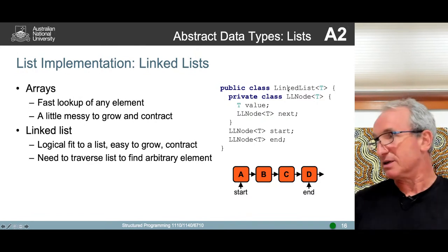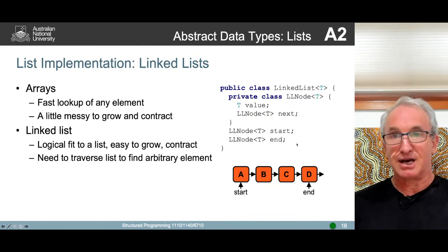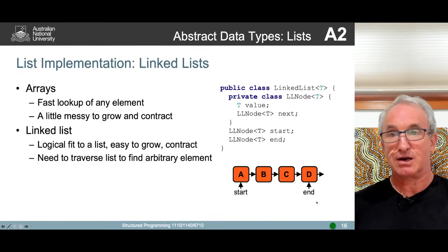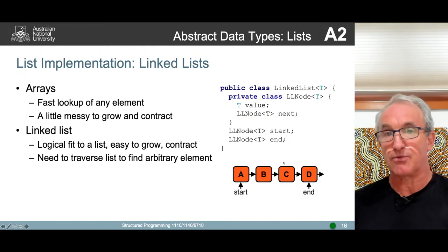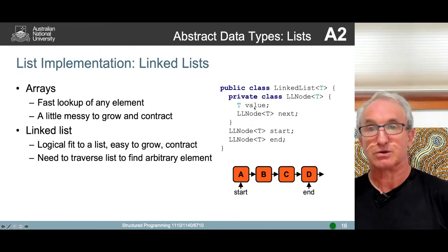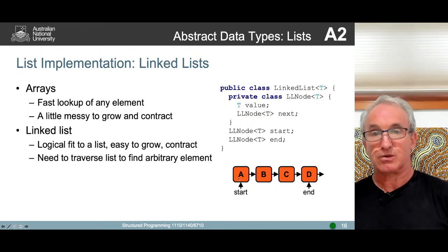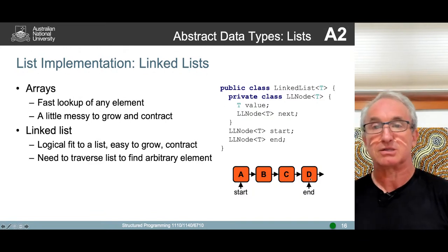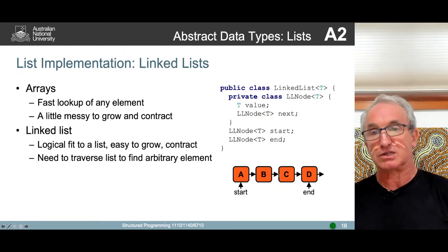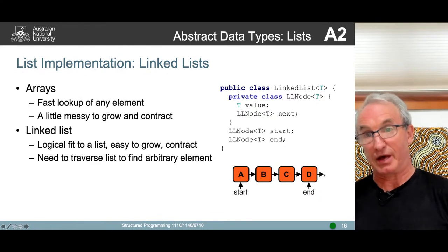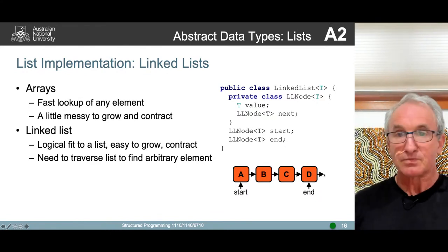Then the overall linked list has a start and end, okay? So there's a start and there's the end. And in this particular case, you've got four of these things here, four linked list nodes. Each linked list node has a value in it, which in this case is A, that's B, that's C, that's D. And you've got a next pointer, which in this case goes like that. And the last one, D, points to nothing, which tells you it's the last one.